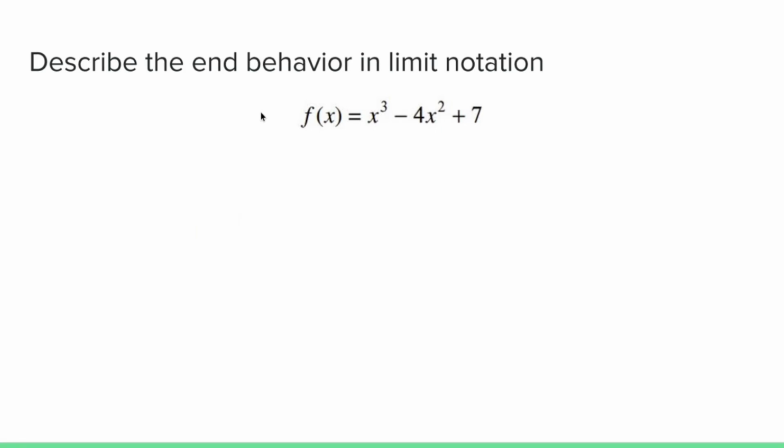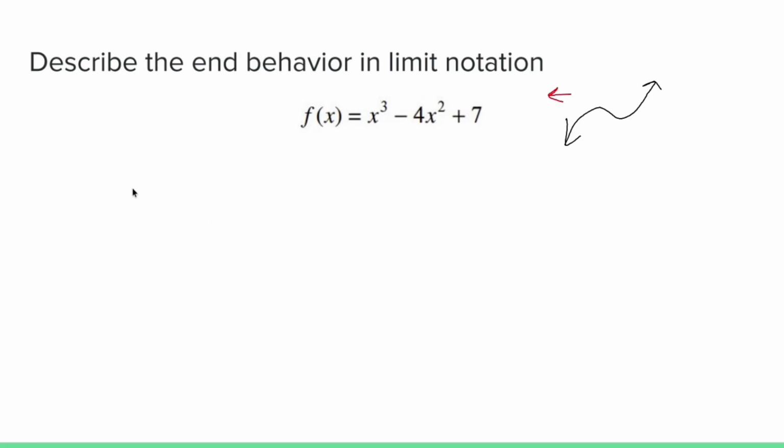Describe the end behavior in limit notation. What we have here is a cubic with a positive leading coefficient. I like to call this a Drake cubic. Why? Because when graphed it starts from the bottom and now it's here. So to write that out in limit notation, we have two possibilities.